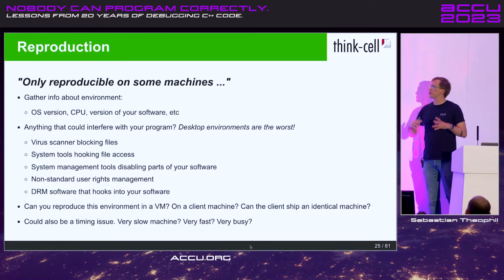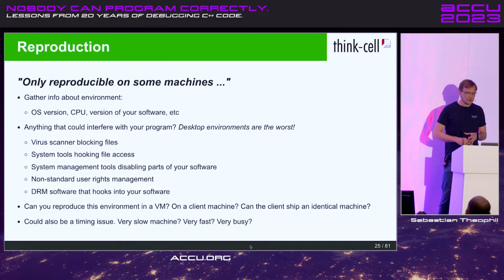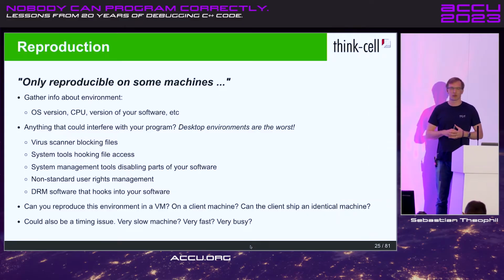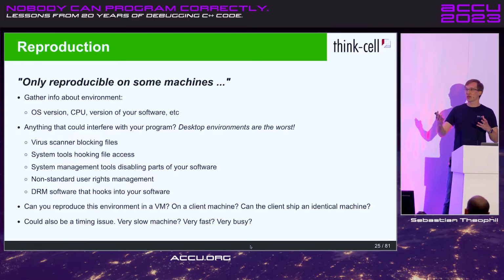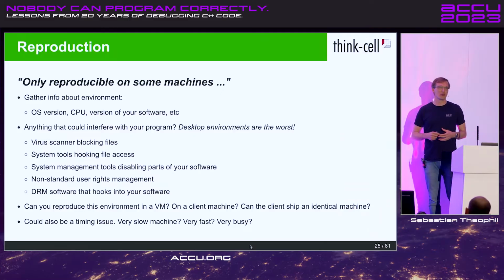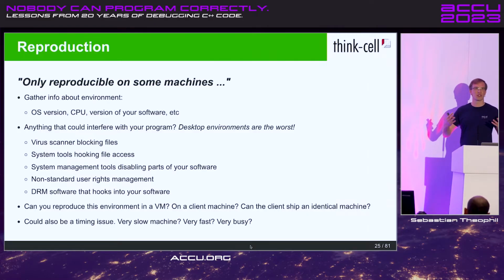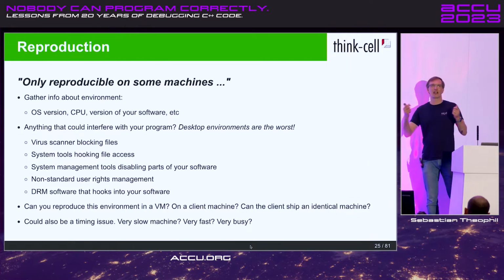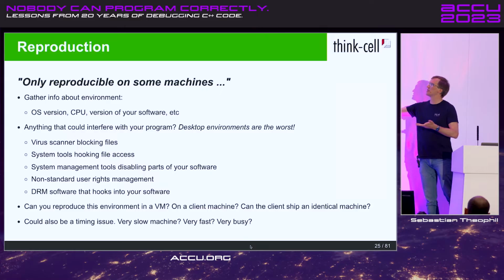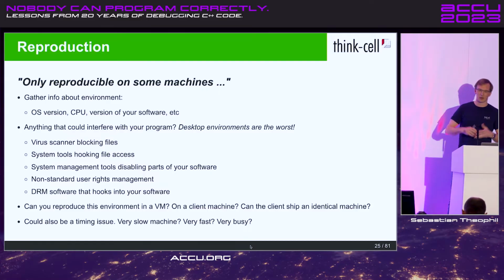And maybe it's easier to reproduce that environment in a virtual machine. Maybe you can only ever reproduce it on a client machine because you need a very specific setup. But maybe you can get access to that machine. And in the worst case, you might even get clients to ship you an identical machine, so you can work on that. But last but not least, here, it's important, as always in debugging, to keep an open mind. It could always be anything else. And it is important to keep an open mind and not discard any hypothesis too early. It could still be something else, another timing problem. Maybe those machines are just very slow or very fast or something else.